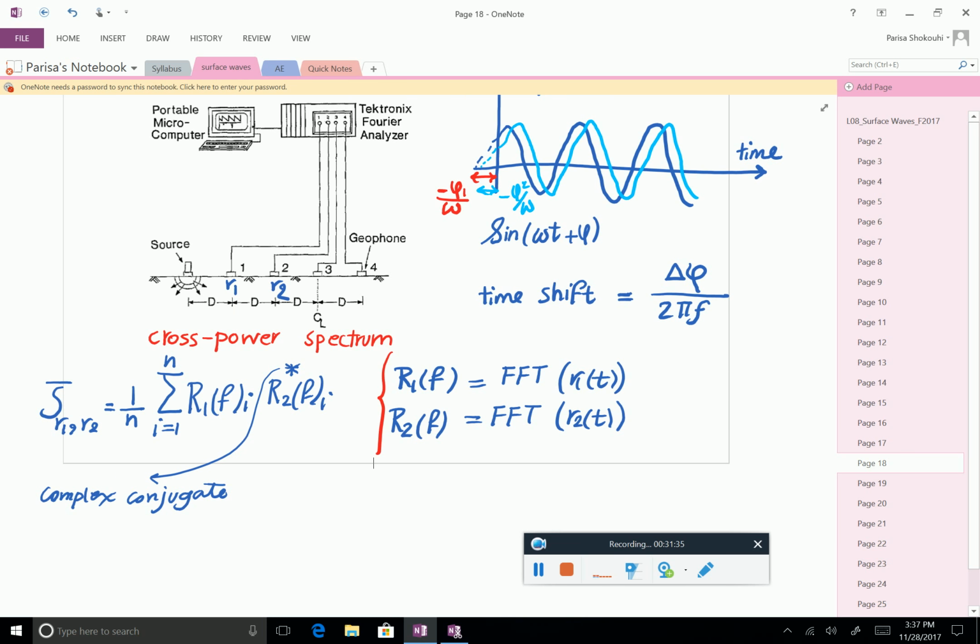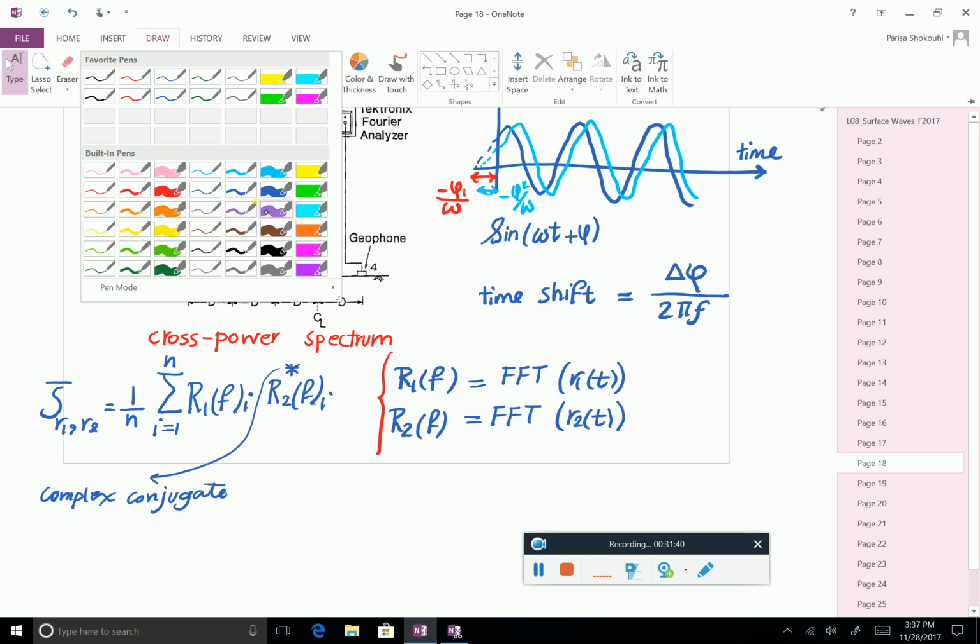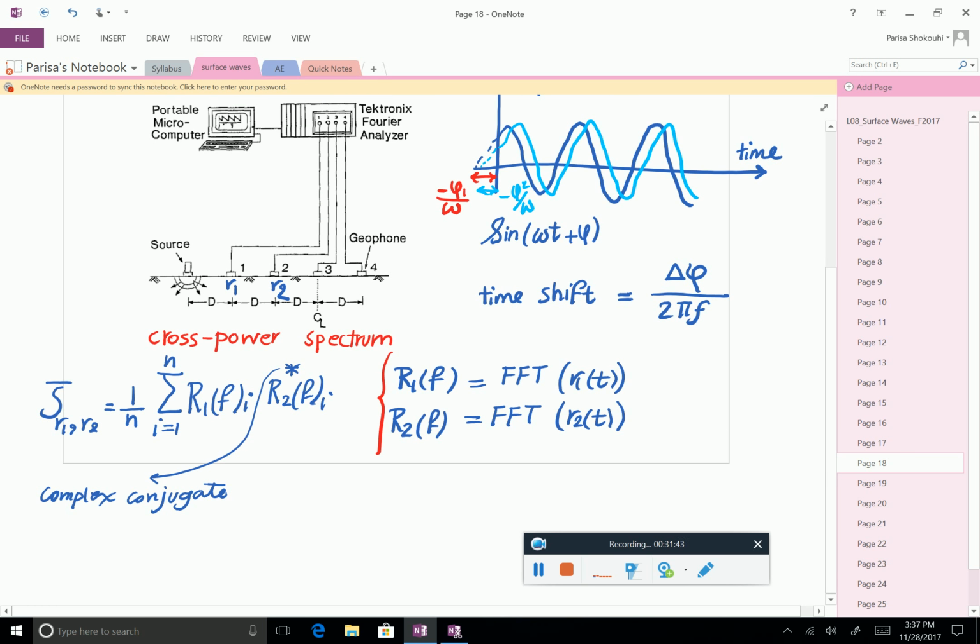So, well, actually, that's pretty much it. Once you have the cross power spectrum, as I said, if you take the phase of the cross power spectrum, it gives you this delta phi. And I hope you still remember how to calculate the phase. How did we calculate the phase before? Remember? So the cross power spectrum also becomes a complex number. It's just like FFT in terms of how it looks.